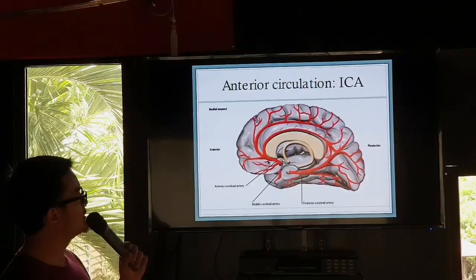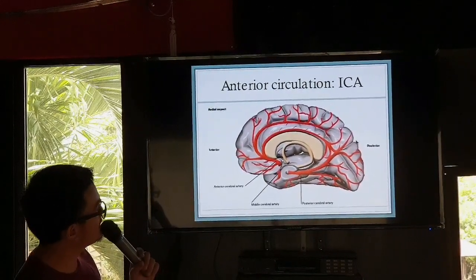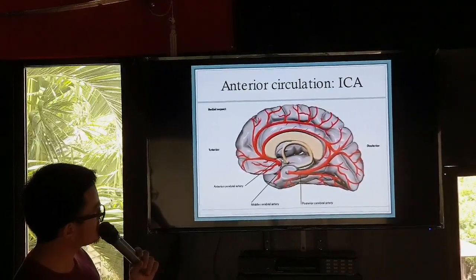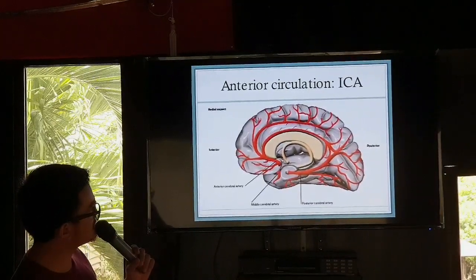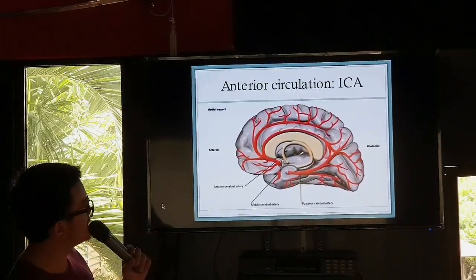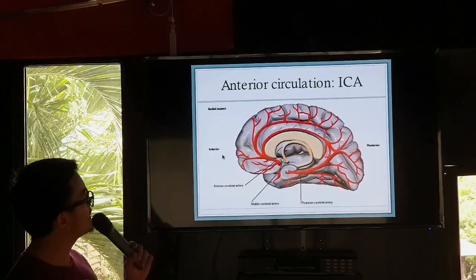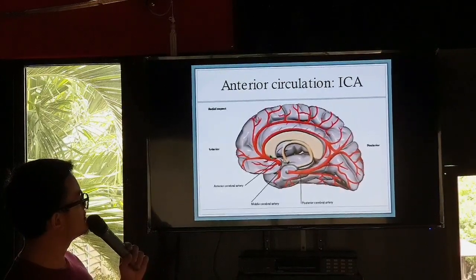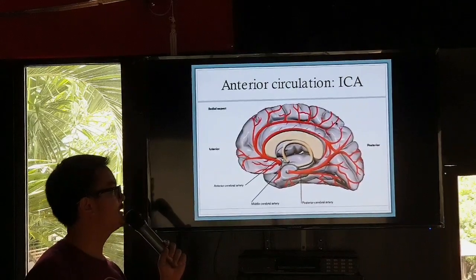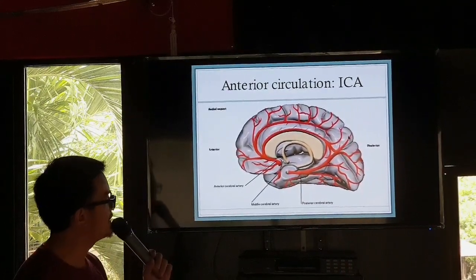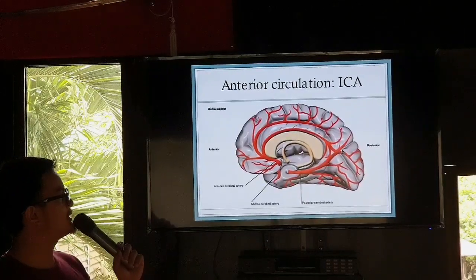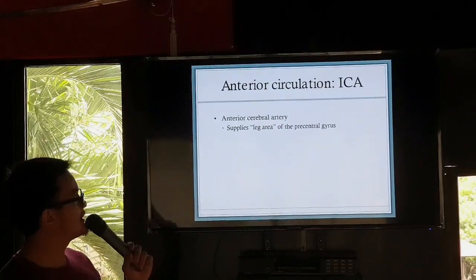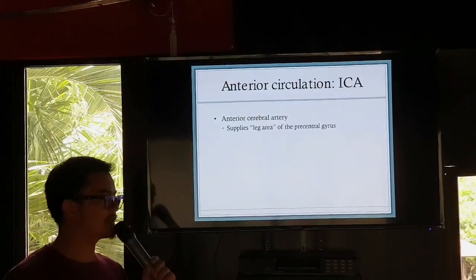The leg area. Okay, so this is a picture of the brain cut medially. So you have the corpus callosum here. This is the parieto-occipital sulcus, about this area. Okay, and then you have the anterior here. So this is the frontal cortex, parietal cortex here. So you have the anterior cerebral artery giving blood supply to the entire medial surface as far back as the parieto-occipital sulcus. So as you can see here, this is already part of the posterior circulation. Okay, it supplies the leg area of the precentral gyrus. The precentral gyrus is the motor cortex.